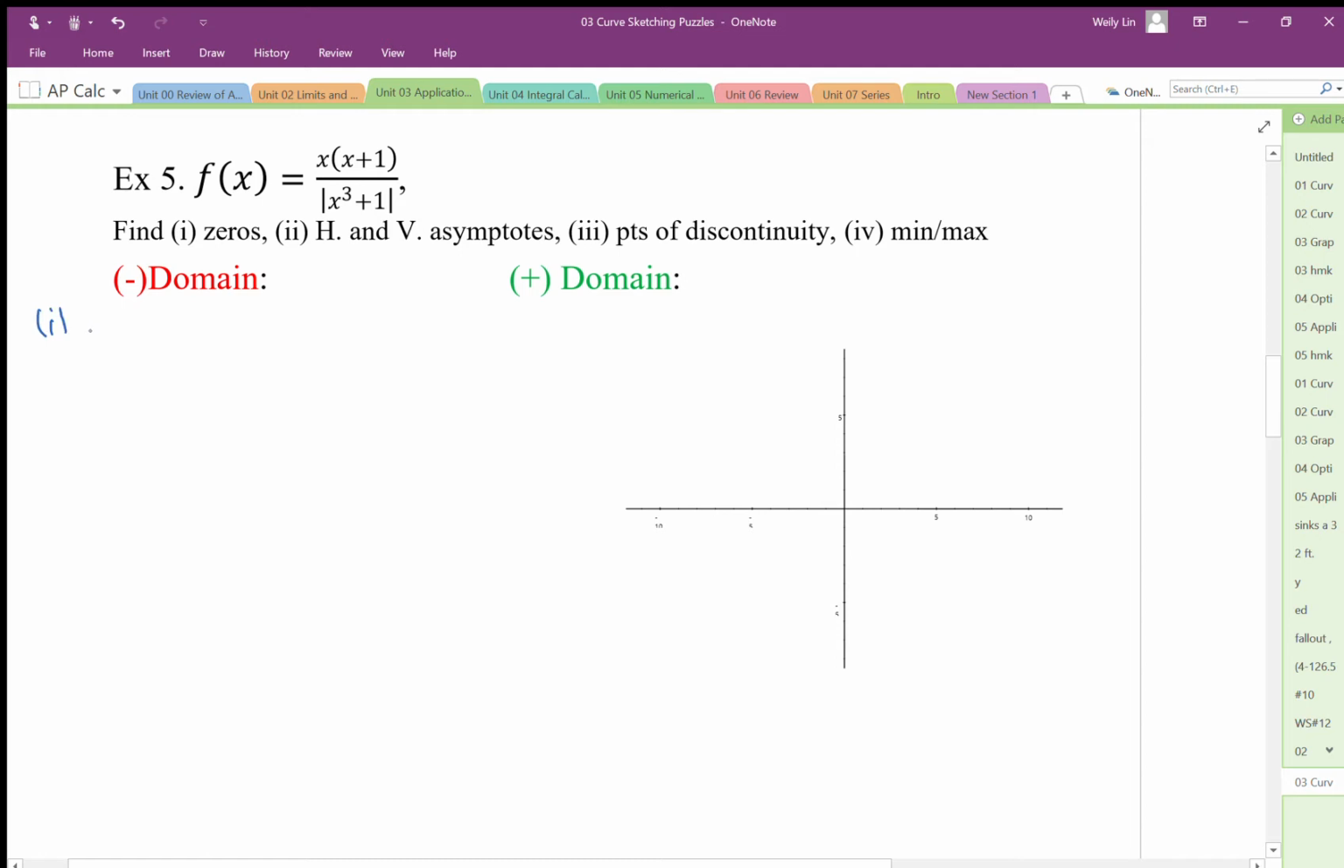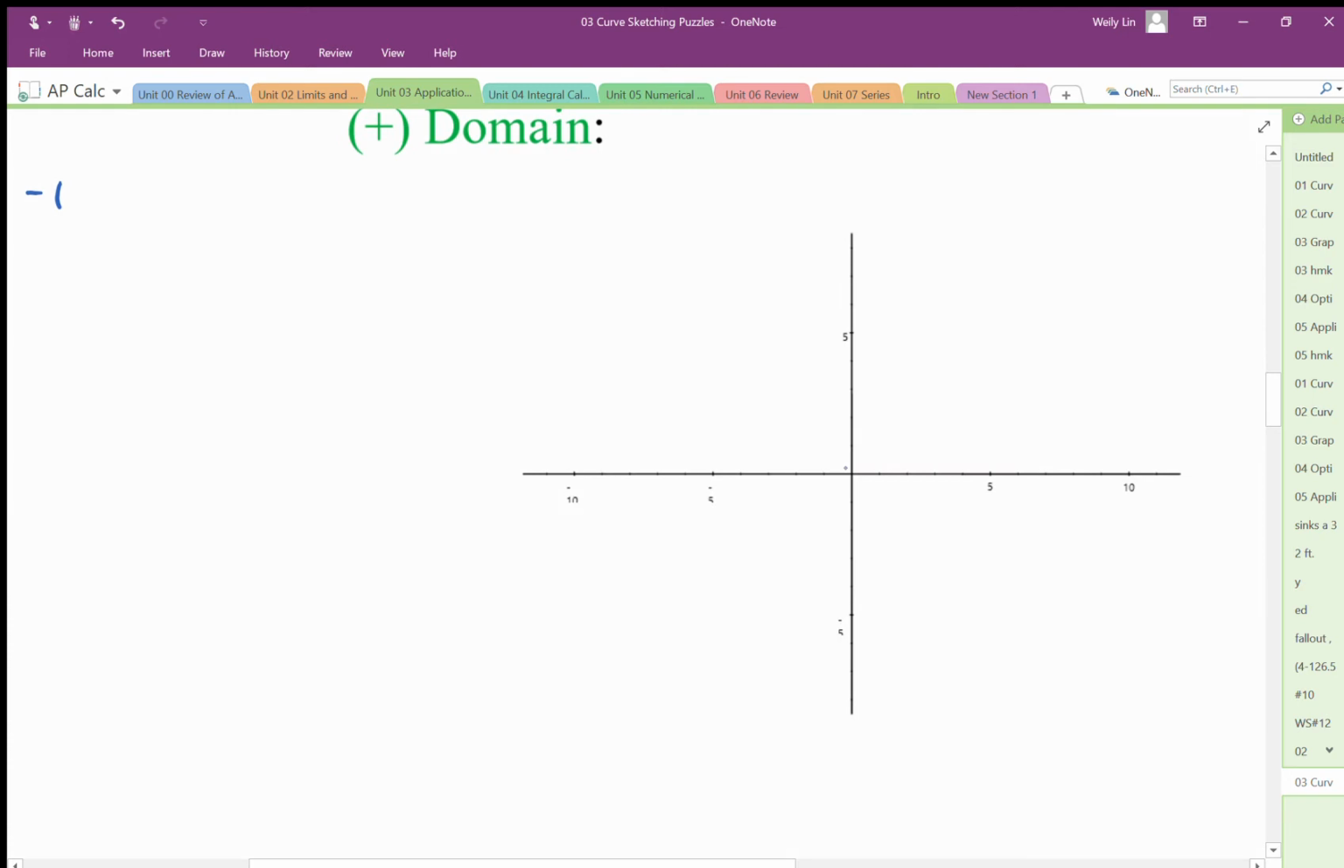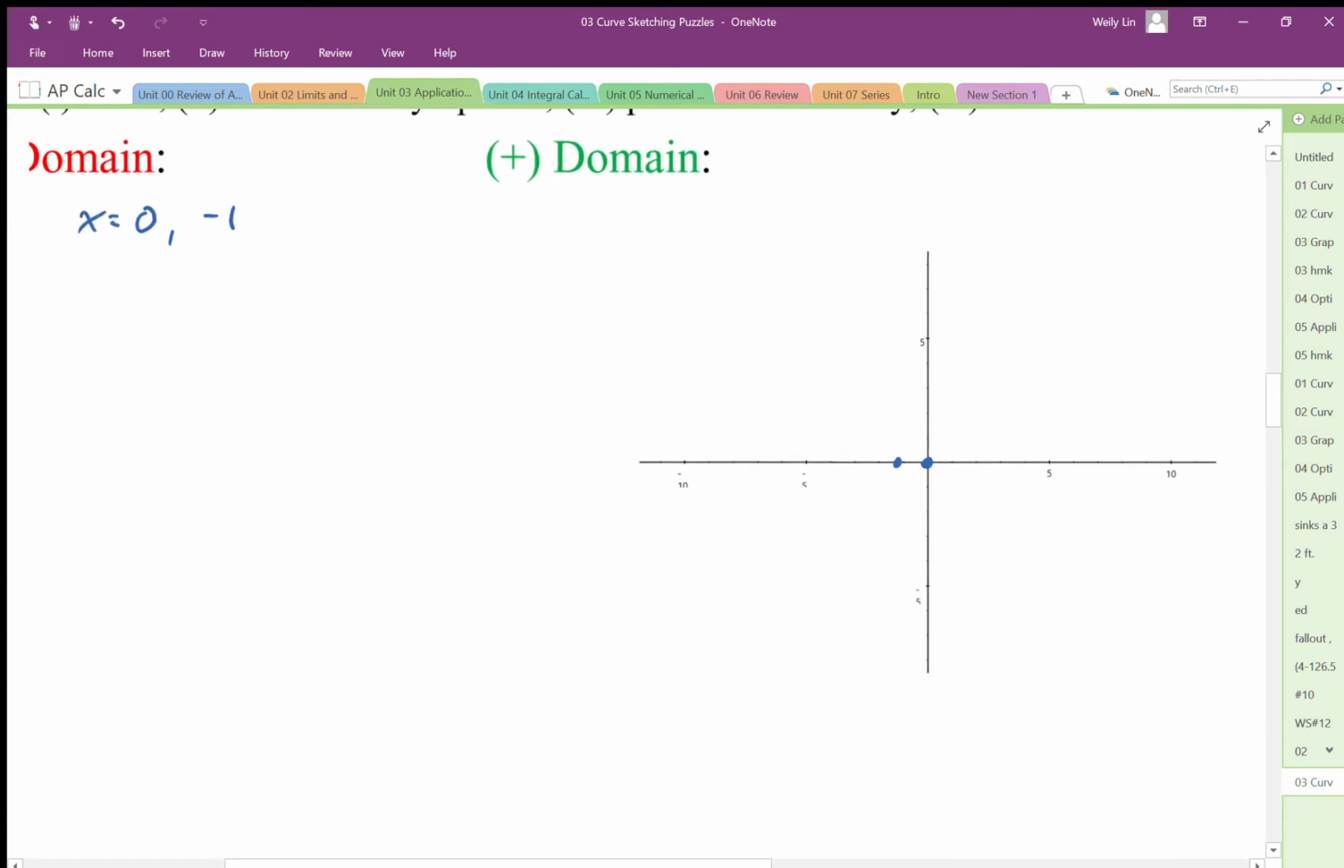The zeros are going to be at x equals 0 and x equals -1. So let's put those in. Okay, so at x equals 0 and x equals -1, I have zeros there and there.